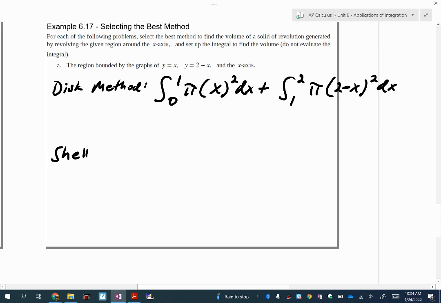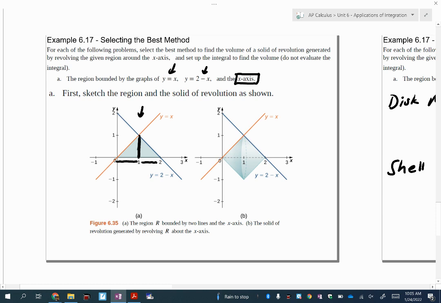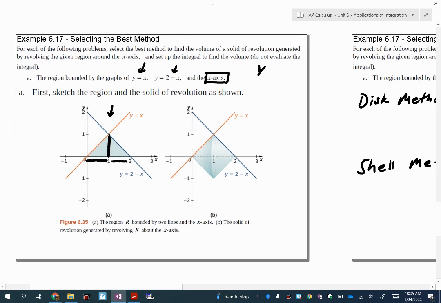But let me show you what happens if you did the shell method. All right. So the shell method, because we're revolving around the x-axis, we actually have to change this to be in terms of y's. Remember, that's the new thing here: if you're going to integrate with respect to y, you actually have to revolve around the other axis for the shell method. So since we're revolving around the x-axis, I need to rewrite these two functions in terms of y. Now the first one, y equals x, that's already good to go. But if I wrote y equals 2 minus x and moved that x over to get y plus x, and then move the y over, I get x equals 2 minus y. That's what I would use for the shell method.